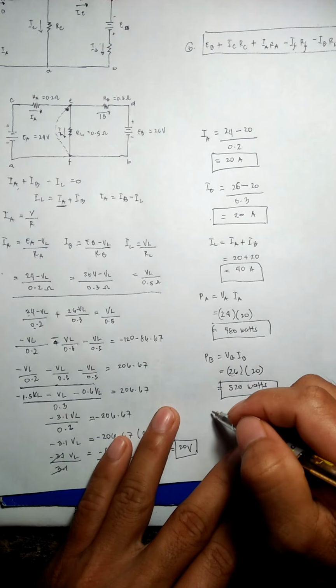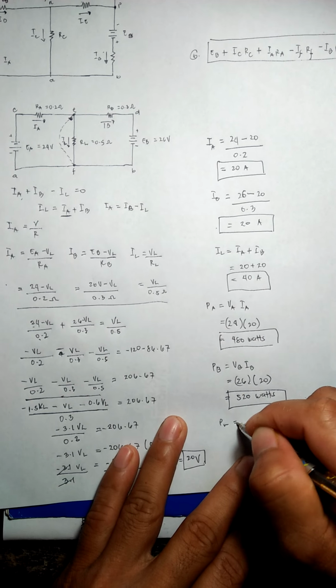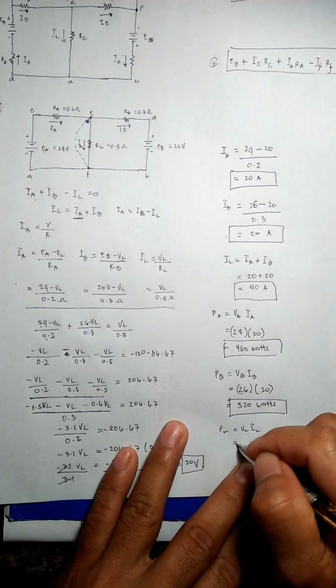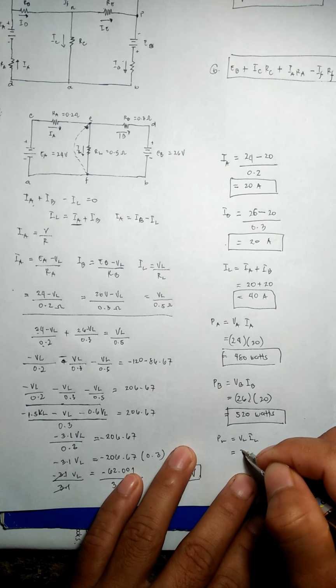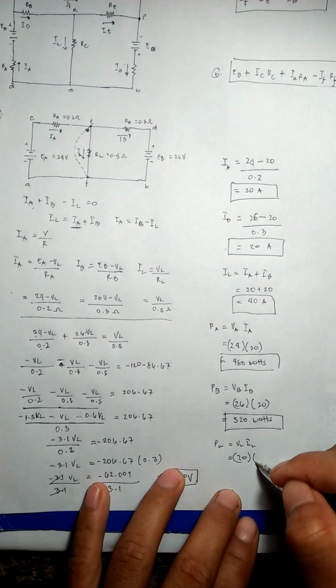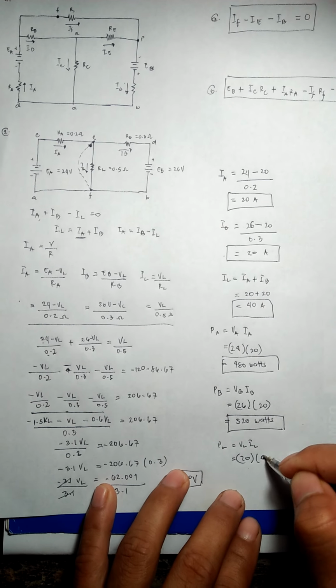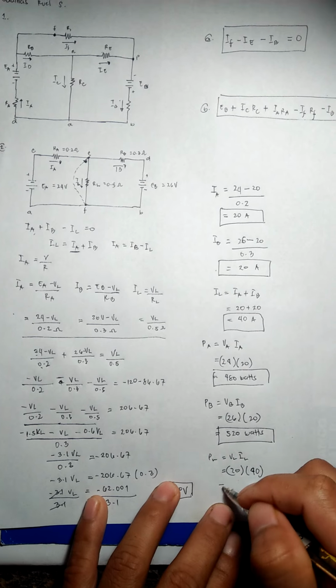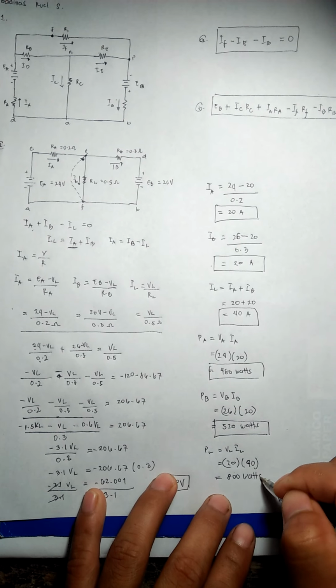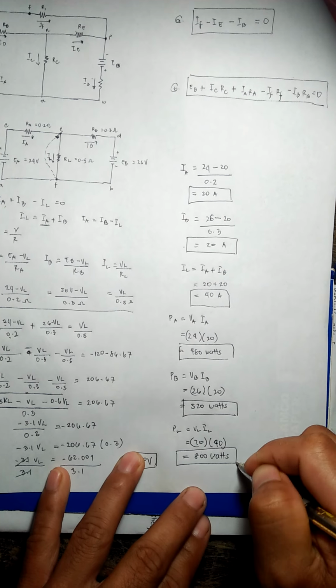Then PL is equal to VL times IL. Our VL is 20, times 40, our IL, so it will become 800 watts. So that's all.